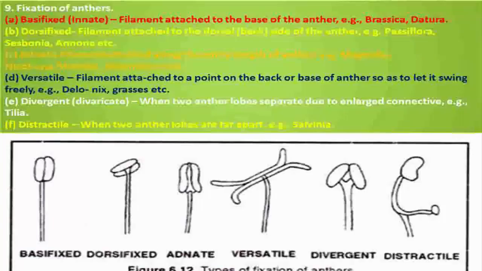Now comes divergent. Divergent is also known as divaricate. When two anther lobes separate due to enlarged connective. As we know that connective connects the two anther lobes, right? So when the two anther lobes separate due to enlarged connective, then that is known as divergent or divaricate. It is also known as telia.